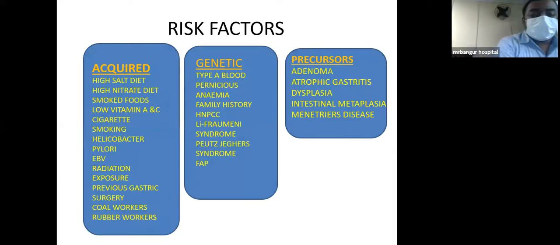Now coming to the acquired part, diet. What we take as a diet per mouth goes to the stomach itself. So diet can play a vital role in the causation of the disease. And it has been found that a high salt diet, high nitrate diet, smoked foods, and sometimes low vitamin A and C play a vital role in causation of this disease.